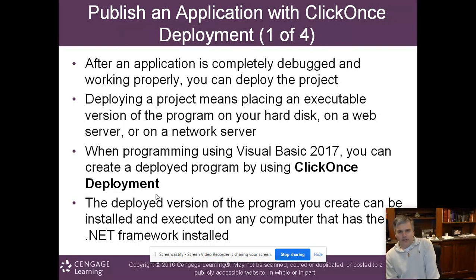So the last thing in this chapter is ClickOnce deployment. After an application is completely debugged and working properly, you can deploy the project. Deploying a project means placing an executable version of the program on your hard disk, on a web server, or network server. When programming using Visual Basic 2017, you can create a deployable program using ClickOnce technology. The deployed version of the program you create can be installed and executed on any computer that has the .NET Framework installed. So all you're doing is building a setup.exe.